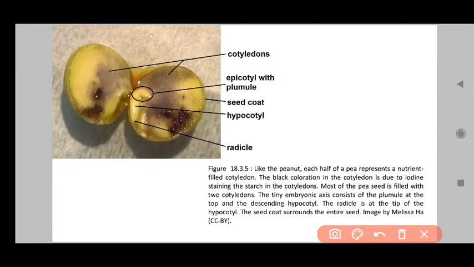pea. See, pea means peas, peanuts means groundnut. Okay, in case of your pea, that represents the nutrition filled cotyledon also, and the black coloration of your cotyledon is due to the iodine staining of your starch. Starch is a form of your stored carbohydrate or glucose, and most of your pea seed is filled with your two cotyledons. The tiny embryonic axis consists of your plumule at your top that is descending to the hypocotyl, and the radicle is the tip of your hypocotyl, and the seed coat surrounds the entire seed.